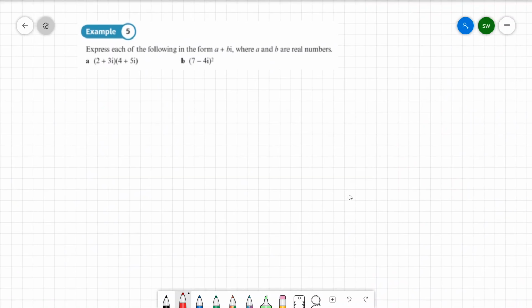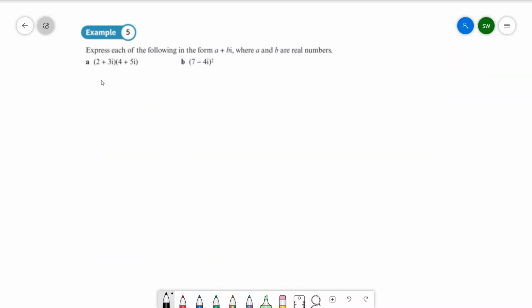So in example 5, we're multiplying two complex numbers together. To multiply two complex numbers together, we're just going to treat i just like any other algebraic constant. So in part A, we're just going to expand this bracket to get 8 plus 10i plus 12i plus 3i times 5i is 15i squared. And we want it in this form a plus bi, which is the normal form of writing a complex number. So before we do that, we're going to simplify the powers of i.